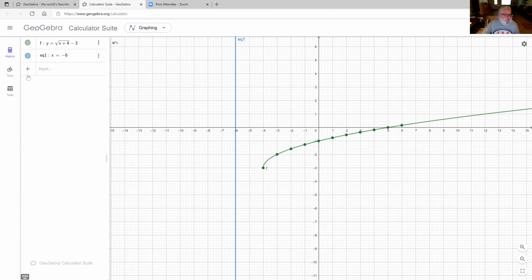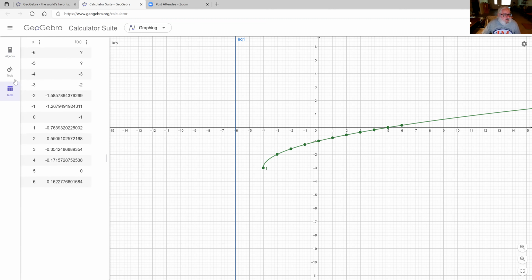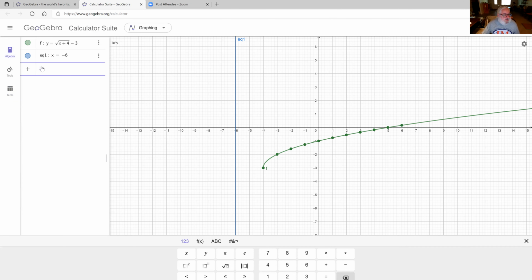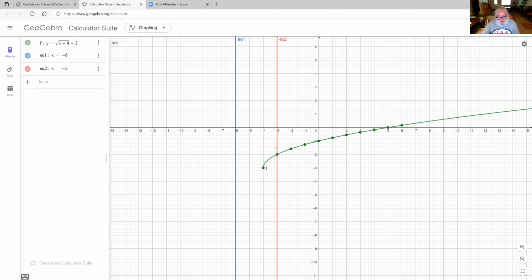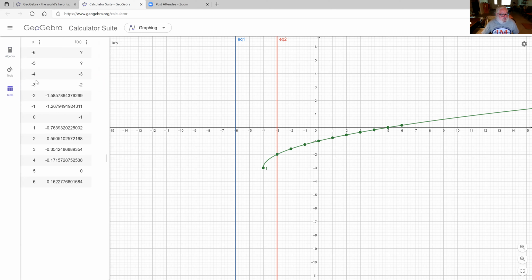If we go back to our table again, we notice if we say x equals minus 3, then y equals minus 2. And what that means is if we put in the equation x equals minus 3, right? That's this vertical line. It goes through the graph at this point, and that's the point x equals minus 3, y equals minus 2. And our table gets us x equals minus 3, y equals minus 2.